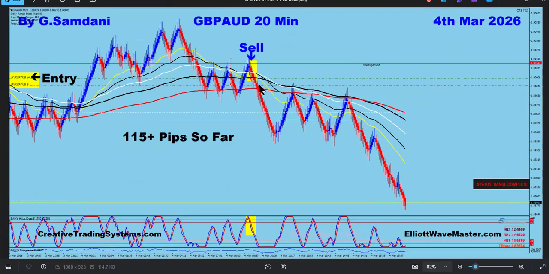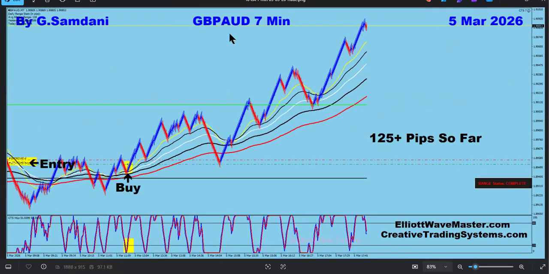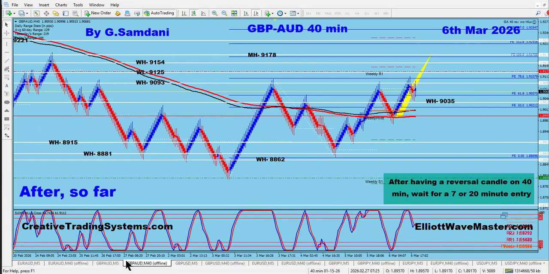Pound Aussie, this is going to the downside here, 115 pip. This is Pound Aussie, again going to the upside, making the turn and then going to the upside. This is the key here. For example, Pound Aussie, see that? If I say that it's coming down here, I made the chart and then I wait. I get my entry right here and it dropped. So I cash out.